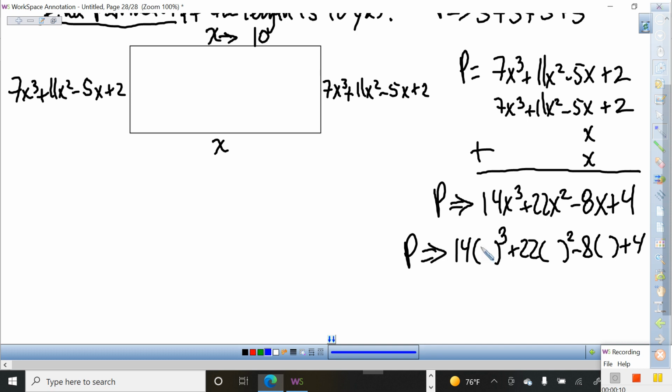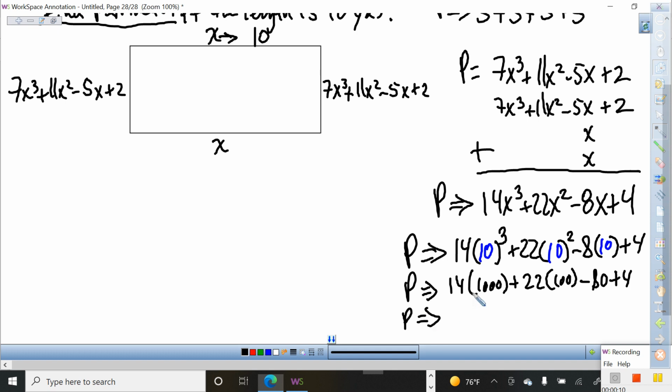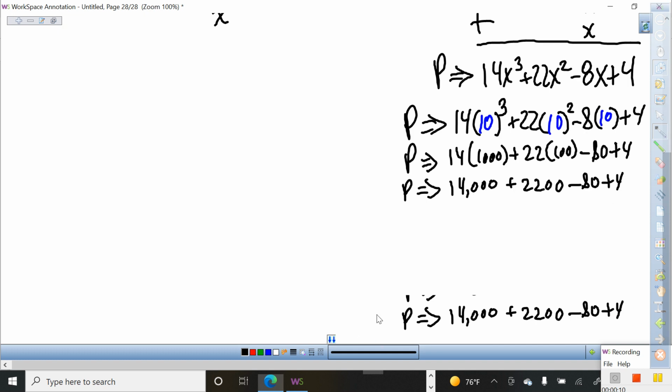So instead of x, what do we write? 10. Yes. Therefore, perimeter, let's see, 14 times 1,000 plus 22 times 100. 8 times 10, that's negative 80 plus 4. Perimeter, we got 14 times 1,000, that's 14,000 plus 2,200. And then we got negative 80 plus 4. So, what's my perimeter?